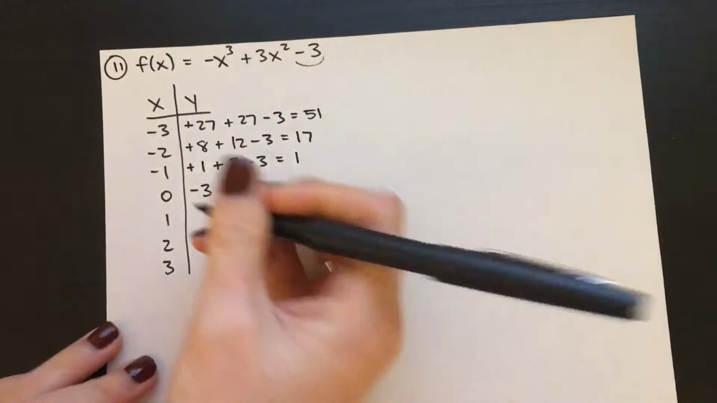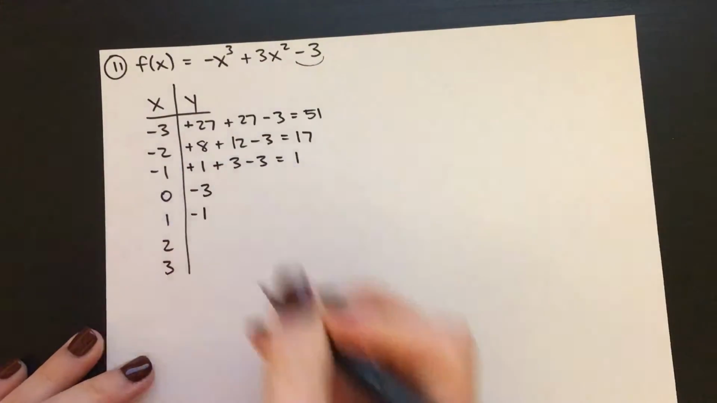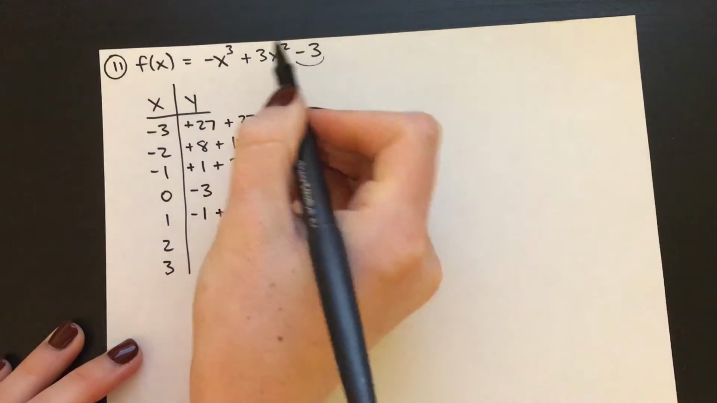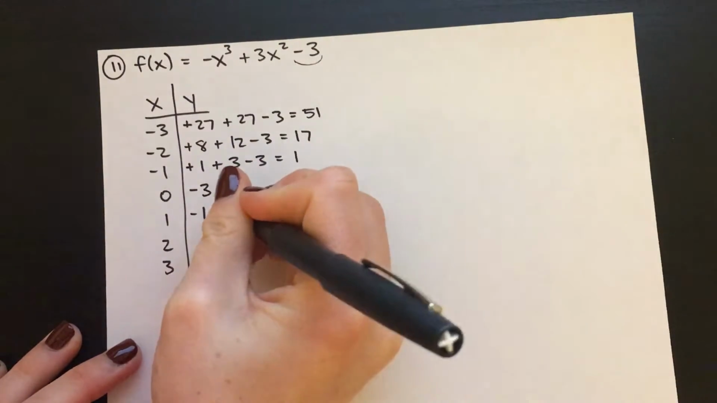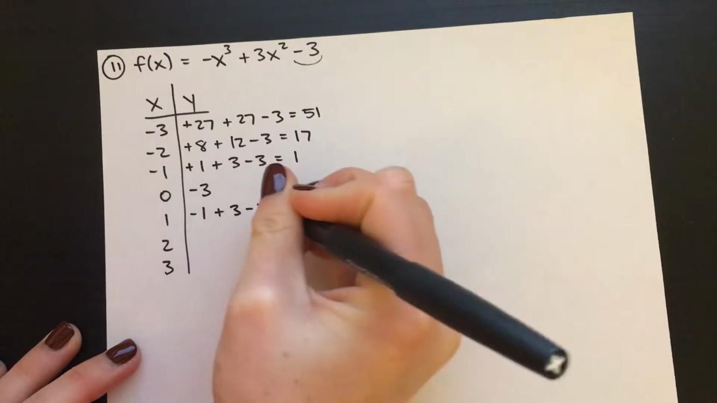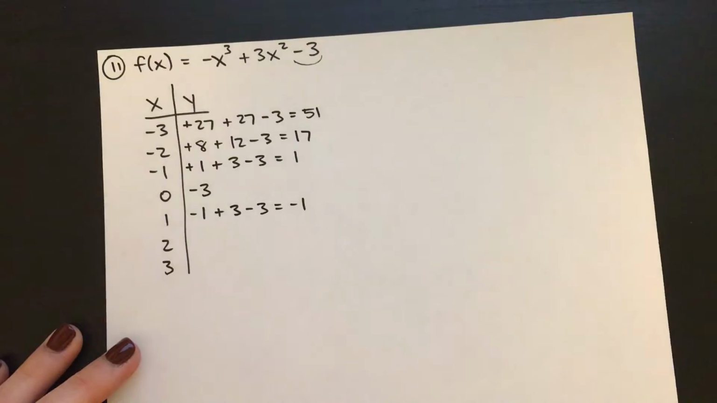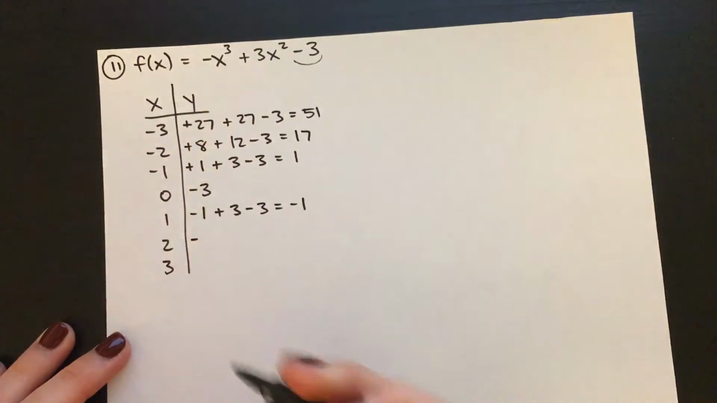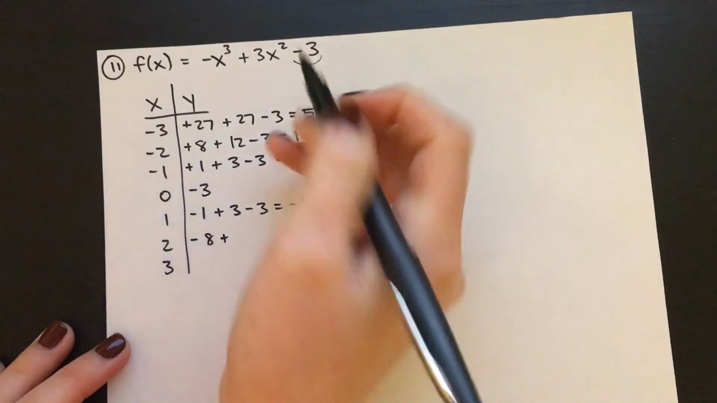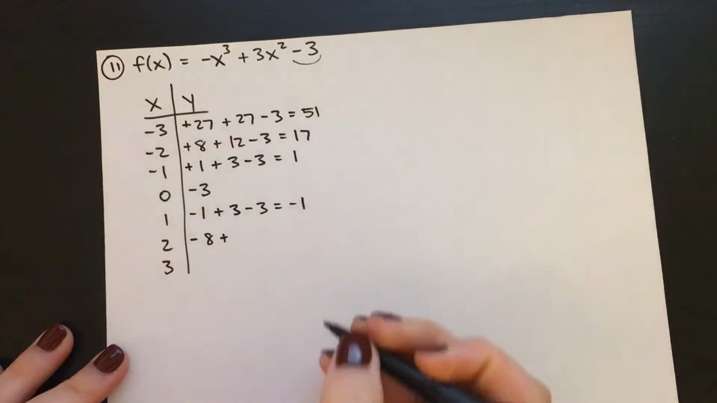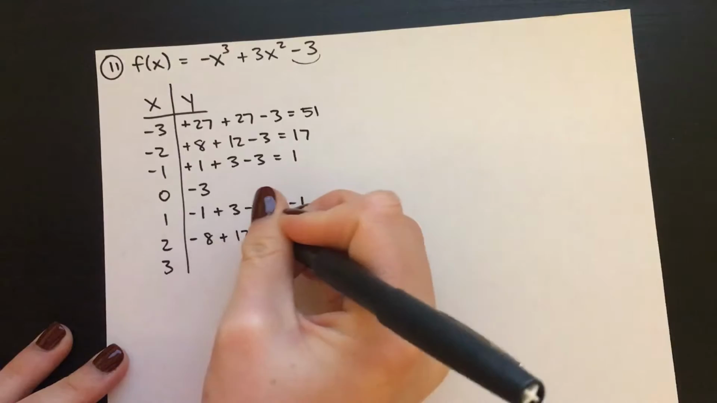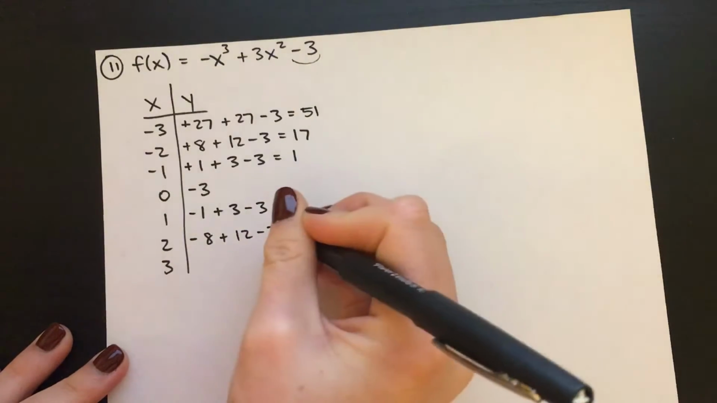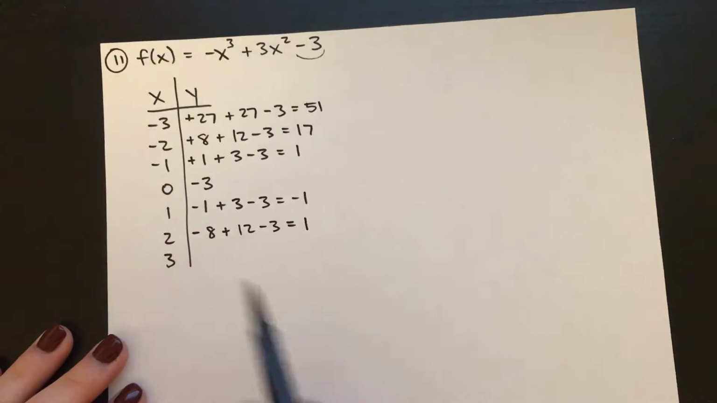1, okay, so again, I start with a negative. When I cube 1, I get 1, plus 3 times 1 squared, which would be 3 times 1, and then -3, so this would be -1. Next one, I can plug in the 2. Starts with a negative. 2 cubed would be 8, plus 3 times 2 squared would be 3 times 4, which is 12, and then -3, so this comes out to be 1, and then I can plug in the 3.